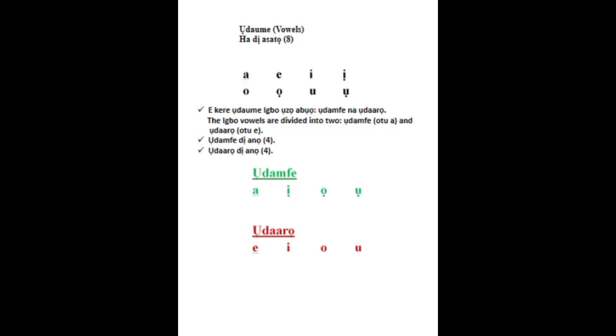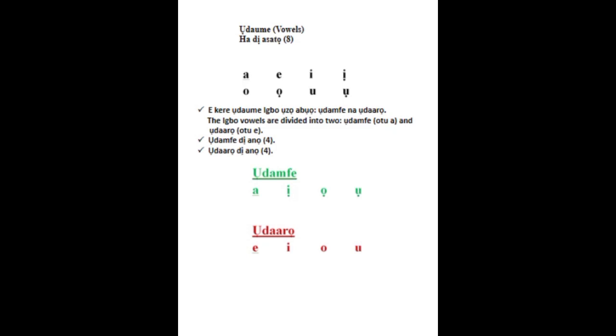Ekere ụdaume Igbo ụzọ abụọ. Ụdaume Igbo is divided into 2: ụdamfe na ụda arọ. Ụdamfe dị anọ. Ụdamfe, they are 4. Ụda arọ dị anọ. Ụda arọ, they are also 4.